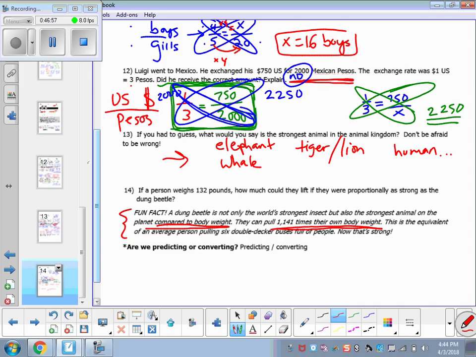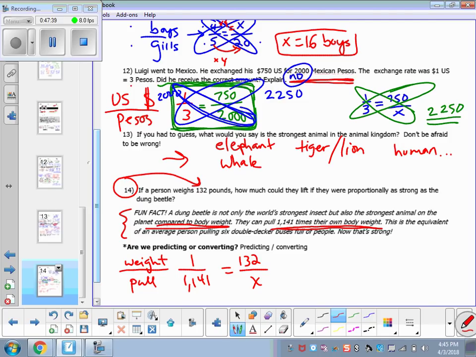Okay? So let's figure out, if a person weighed 132 pounds and they were as strong as a dung beetle, let's figure out how much weight they could lift. All right? So once again, we know that a dung beetle, for every one of whatever it weighs, it can pull 1,141 times its own body weight. So this is how much it can pull. So a human who weighs 132 pounds, let's figure out how much they could pull or bench press or lift if they were as strong as this dung beetle.